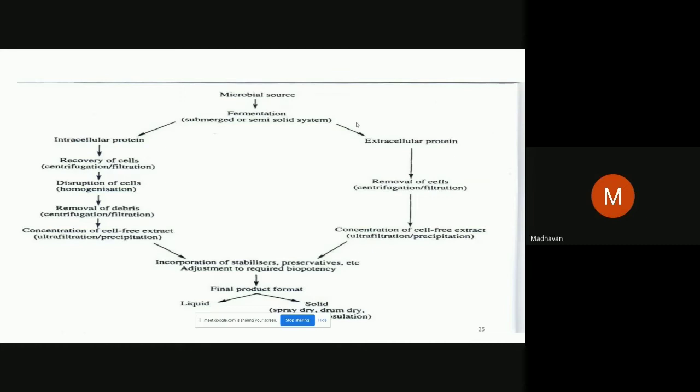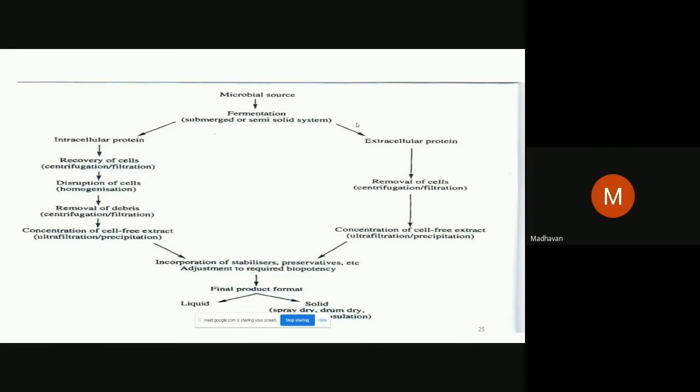And then you can incorporate some of the stabilizers, preservatives, and adjust the biopotency, and then get to the final product. Either you can have a liquid form, or you can spray dry or drum dry it to get a solid powder.